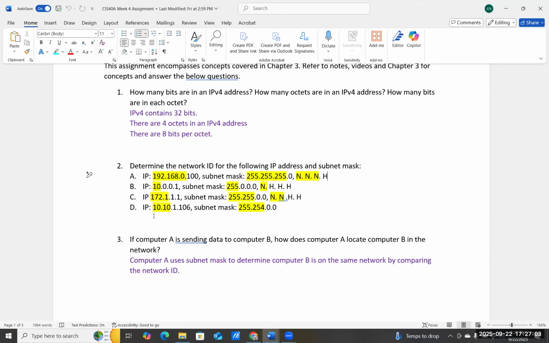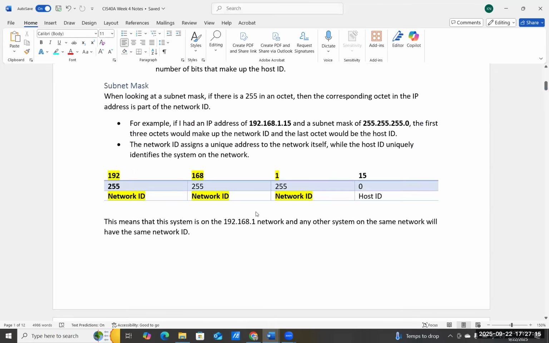Question? Okay, so I hope this gives you the very basics so you can understand why things are set up a certain way for IP addresses.